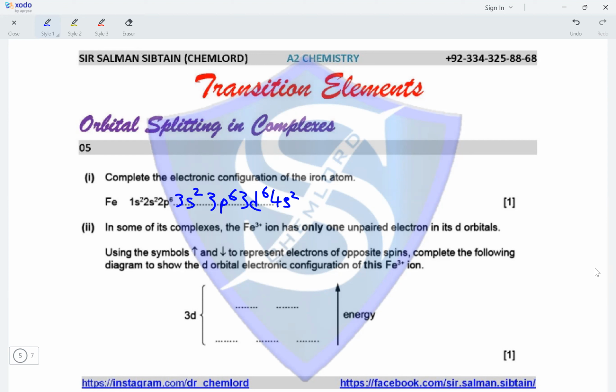In a normal Fe3+ ion, the configuration would be each of the d orbitals being occupied by a single electron. However, this statement says that it only has one unpaired electron in its d orbitals. So, for that reason, we will have one electron in each of the orbitals in the lower set and none in the higher set, and we would have two of the electrons in the lower set pairing up based on the statement given in this question. This would leave only one unpaired electron in the d orbitals.